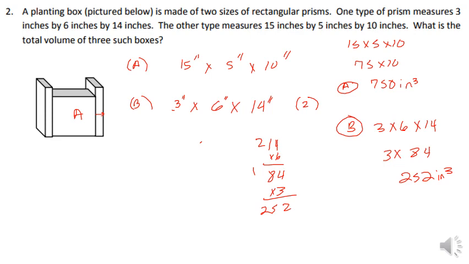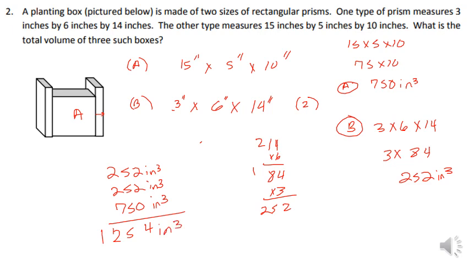Now, the thing is, there are 2 of B's. So in order to find out what the total volume of it is, I'm going to have 252 inches cubed, 252 inches cubed, and the last one, which is 750 inches cubed. Add those up, I get 1,254 inches cubed. But this is for one. That's for one planting box.